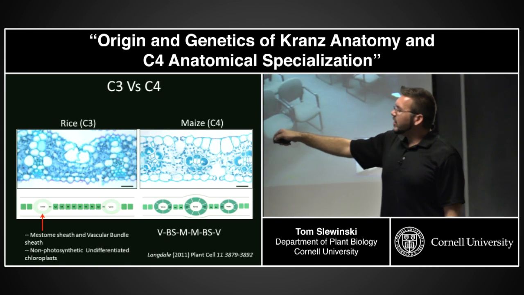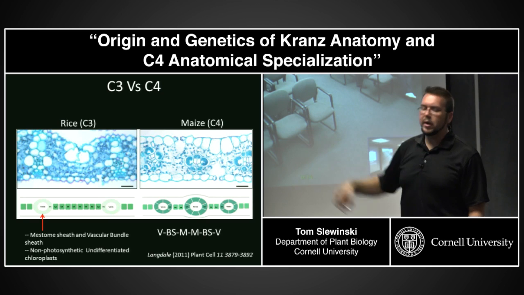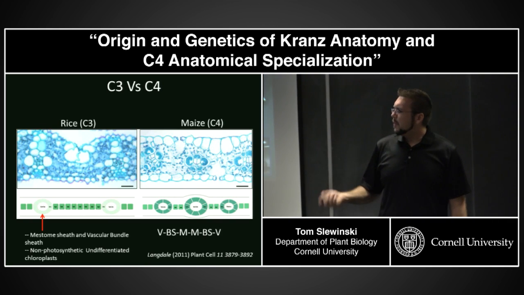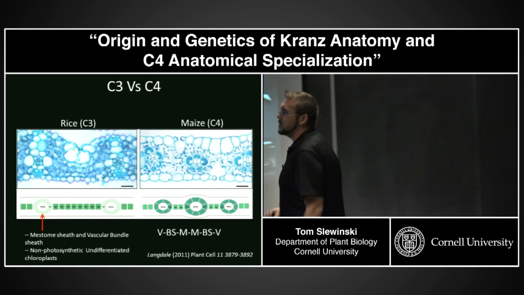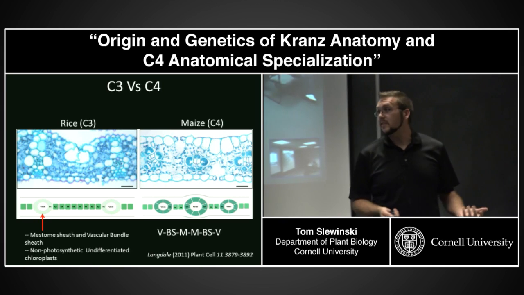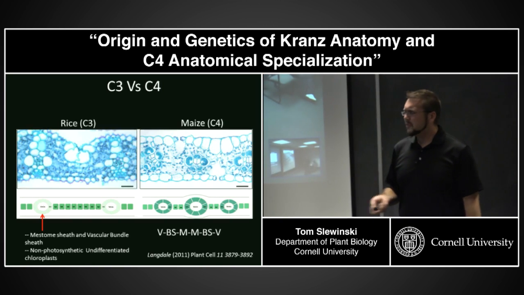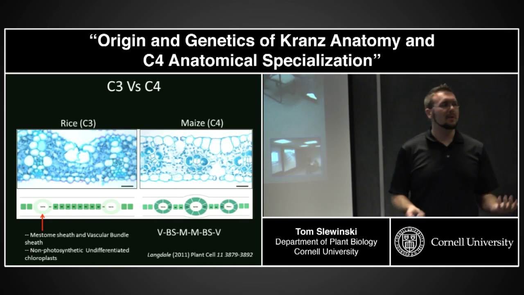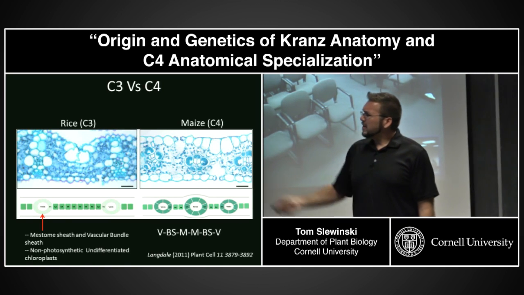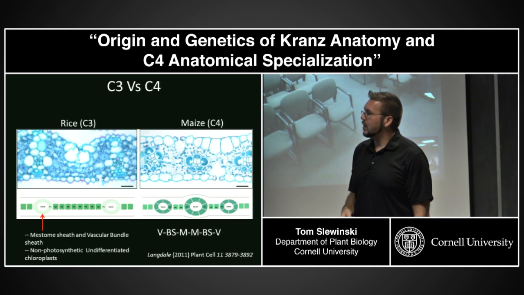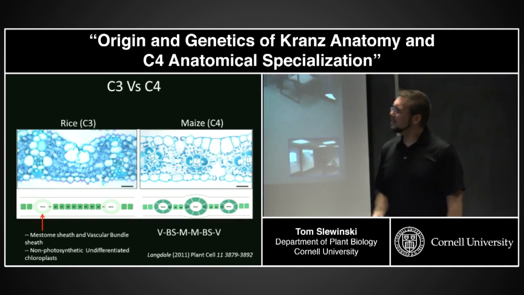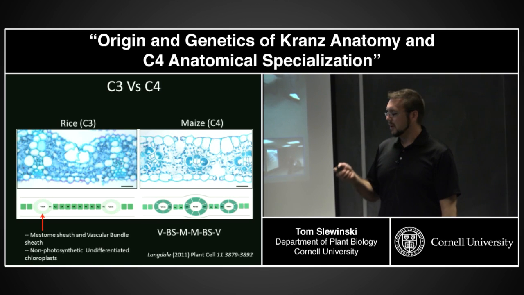And rice does have a bundle sheath-like structure and also a mestome sheath, which are not continuous around the vascular core. But both the mestome sheath and the vascular bundle sheath are not photosynthetic. And they have undifferentiated plastids in those cells. So there's a similar architecture here, but not exactly what we need for C4. So we'll come back to this in the end when I look at the evolution of the Kranz anatomy in grasses. But there's similarities here, but there's still a lot of differences.